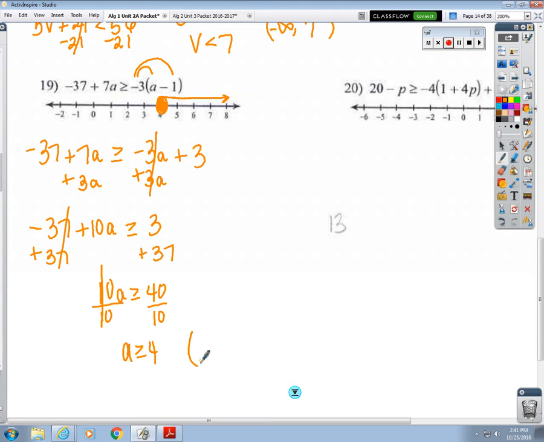Okay, for interval notation, what is your lowest solution? 4. And is it actually a solution? Yes, so you put a bracket. You can actually plug 4 in and get the true statement. What is your highest solution? Infinity, and you always put a parenthesis for infinity.